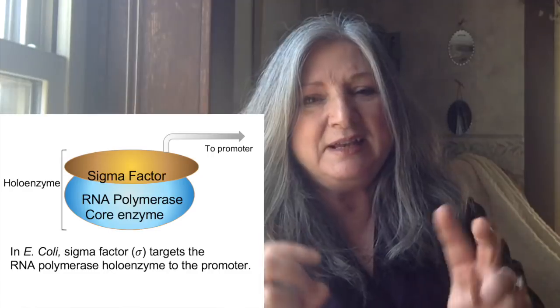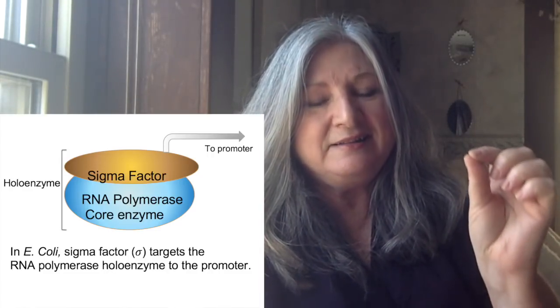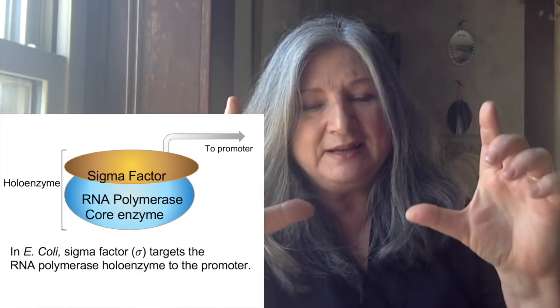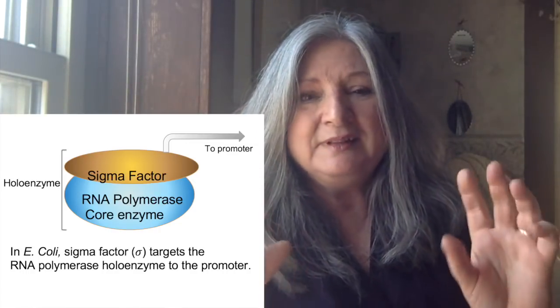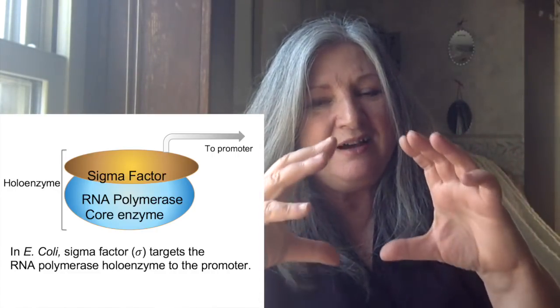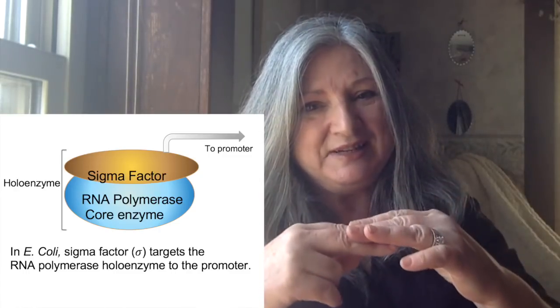This enzyme contains two major parts. It contains a targeting protein that is called the sigma factor. This is going to target the holoenzyme to the promoter. And it also contains the core polymerase. This is the portion of the enzyme that's actually going to catalyze the polymerization itself.